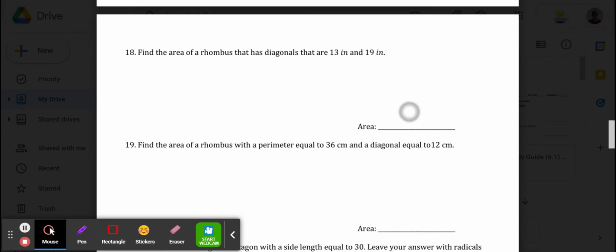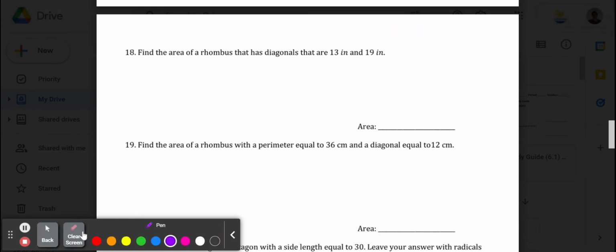Find the area of a rhombus that has diagonals of 13 and 19. So the area of a rhombus is just diagonal 1 times diagonal 2 divided by 2. All day I'll do that problem. So 123.5 square inches.